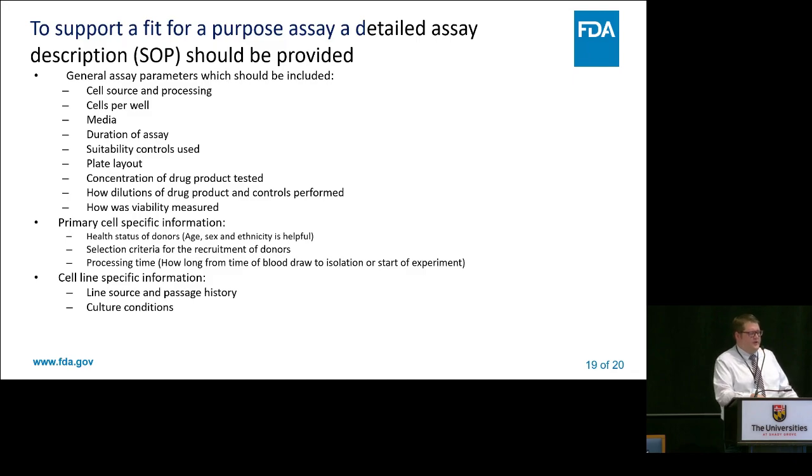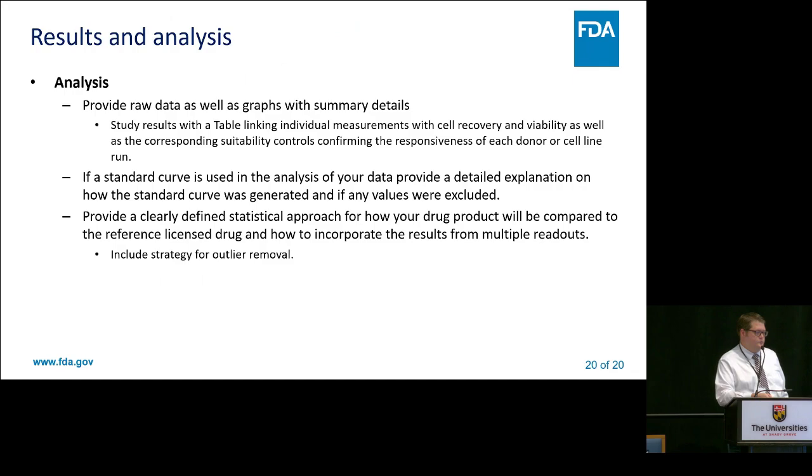And then there are specific ones depending on your platform. Examples of these may be, if you're using primary cells, health status of the donors. The more information you can provide, the better. If you have age, ethnicity, that's all helpful. And then importantly, selection criteria for the recruitment of the donors, and then how long was the processing time? How long did it take from when you drew the blood till it was used for your experiment? And then cell lines have some other information as well, such as culture conditions, where the cell line was derived from, what passages they were used on, et cetera.